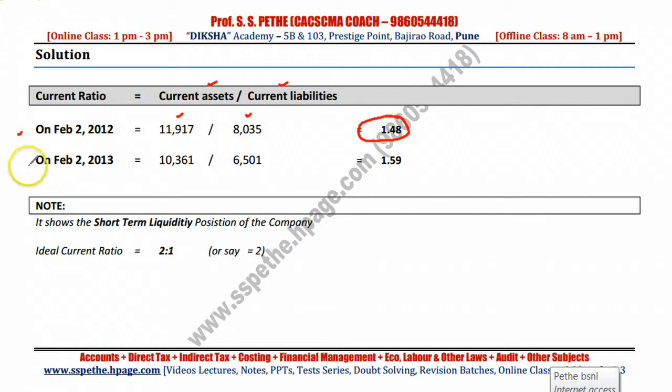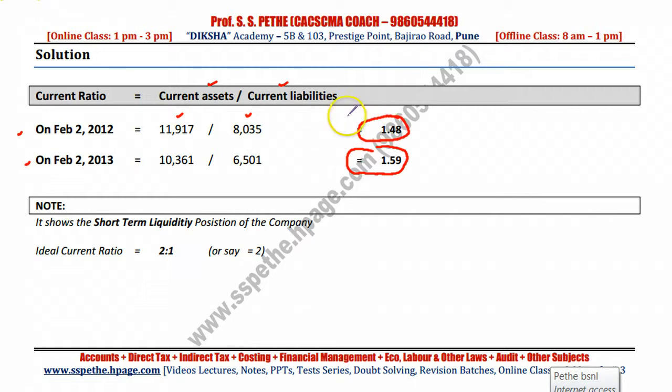Similarly, on February 2nd, 2013, the current asset was 10,361 lakh and current liability was 6,501 lakh. Simply divide these, you will get the current ratio on February 2nd, 2013 is 1.59.